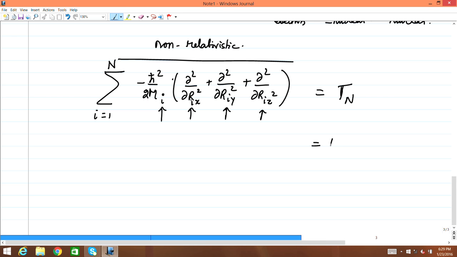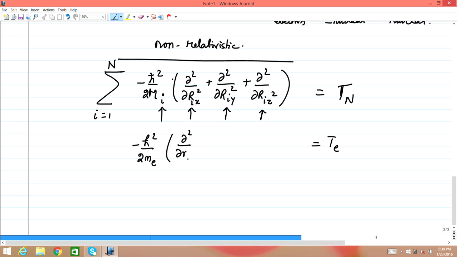The T electron likewise is given by minus h bar square by 2 m_e. All the electrons have the same mass. Therefore, you write dou square by dou r_m x square plus dou square by dou r_m y square plus dou square by dou r_m z square for the mth electron, and you sum over all the electrons, m equal to 1 to little n.